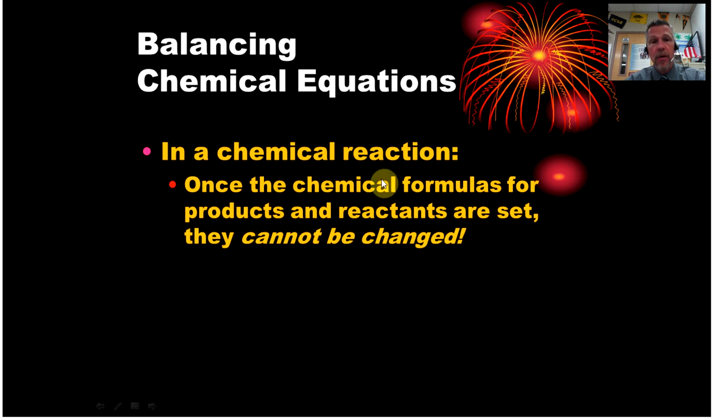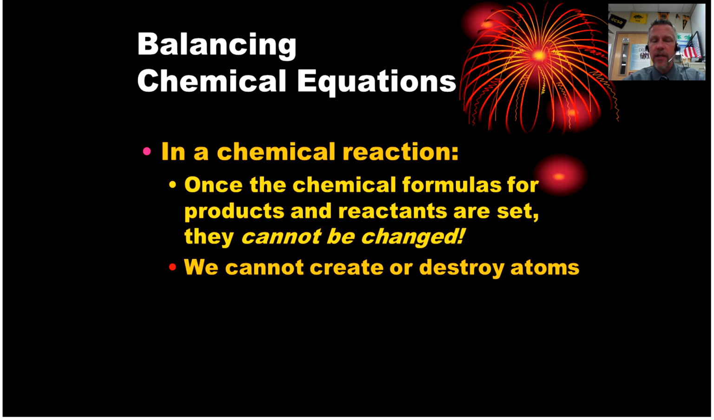Once we figure out what the chemical formulas for those reactants and products have to be, and once we've written out the unbalanced equation, we can't change those formulas. The formulas cannot be changed once we've written them down, once we've figured out what the formula for each reactant and product must be. So in the balancing part, you can't make changes to the formulas. They have to stay the same.